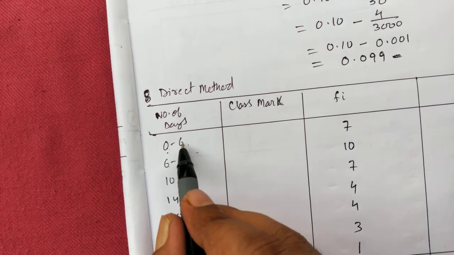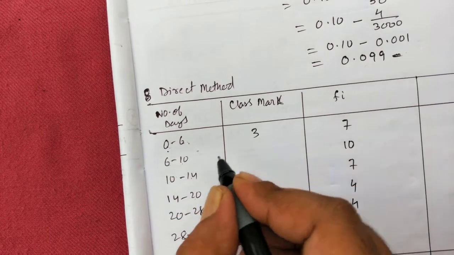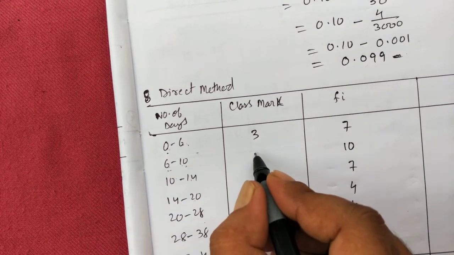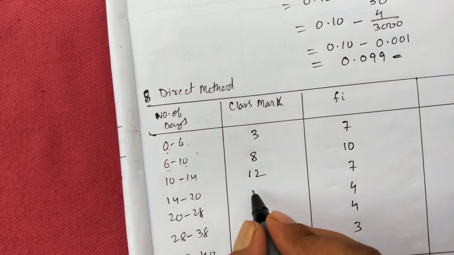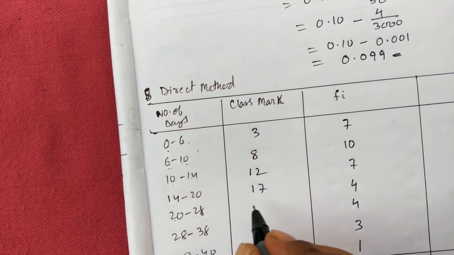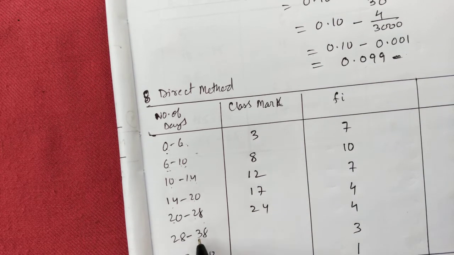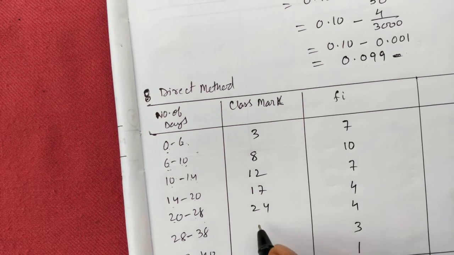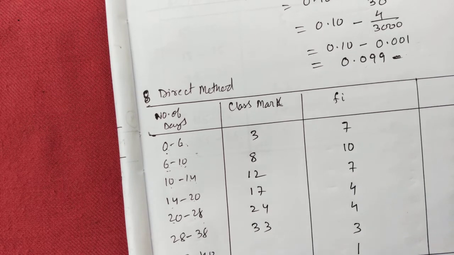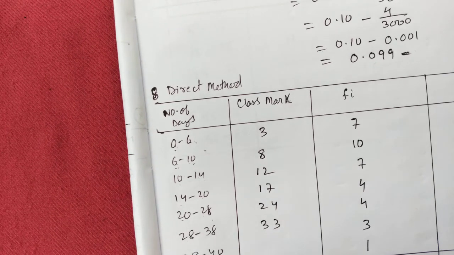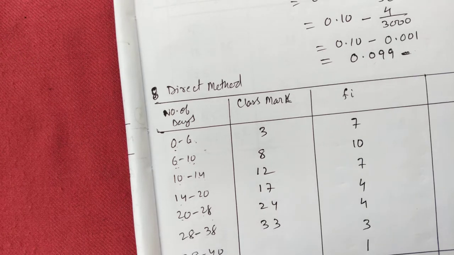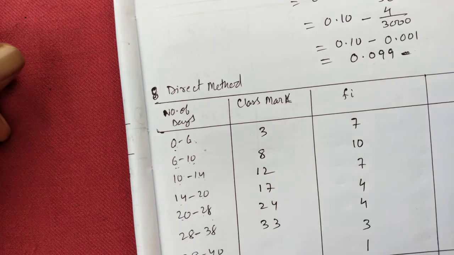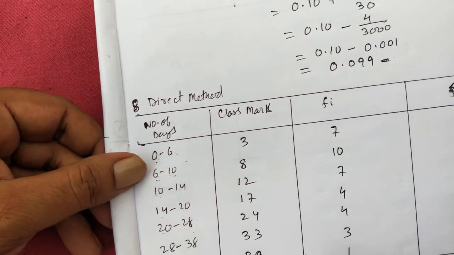So 0 plus 6 divided by 2 is 3. If I add these two, I get 16 divided by 2 is 8. 24 divided by 2 is 12. 34 divided by 2 is 17. 48 divided by 2 is 24. 66 divided by 2 is 33. And if I add and divide these two, it will be 39.